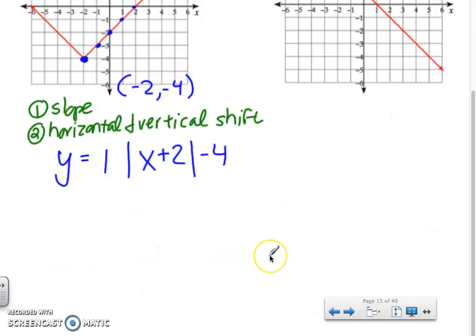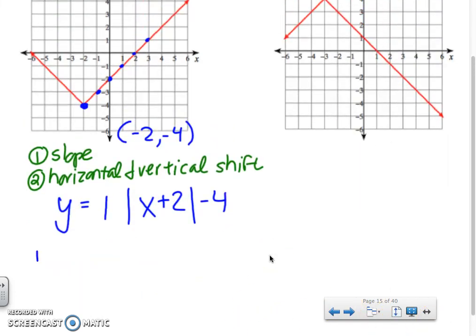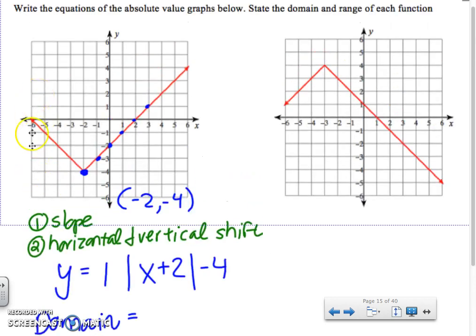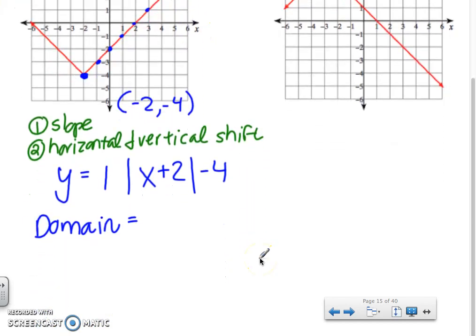Also, let's talk about domain and range. So domain is always going to be one thing, and it's always going to be all real numbers, because you hit an arrow coming from the left side and you hit an arrow coming from the right side. So remember, how we write that is an R with a line through it, or you could write out all real numbers.